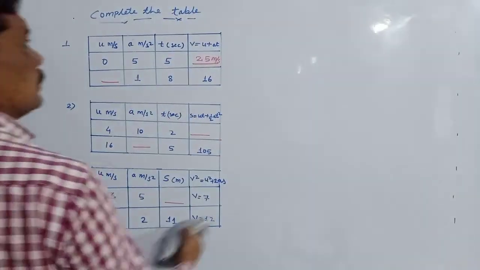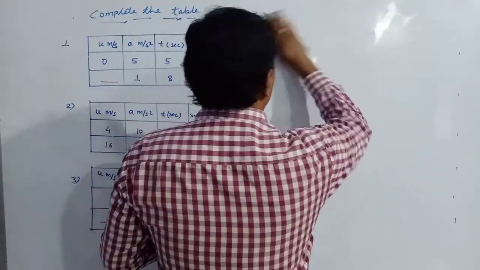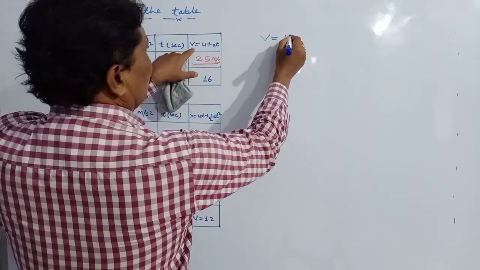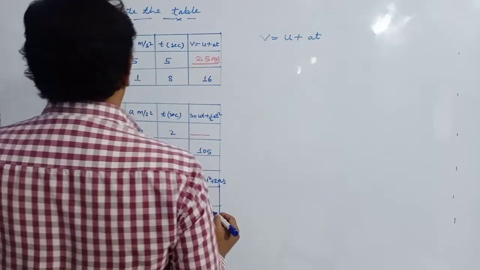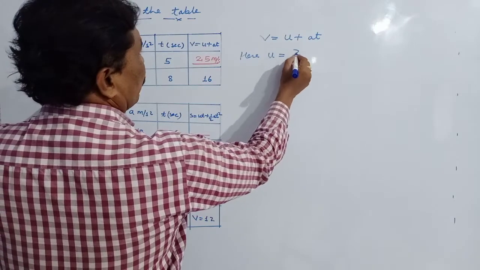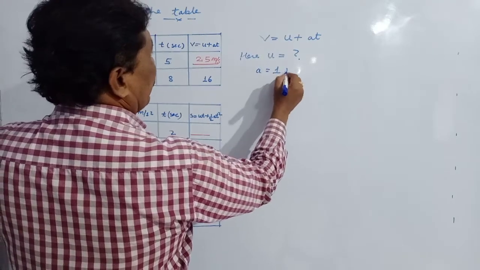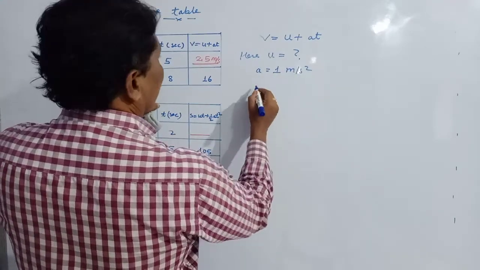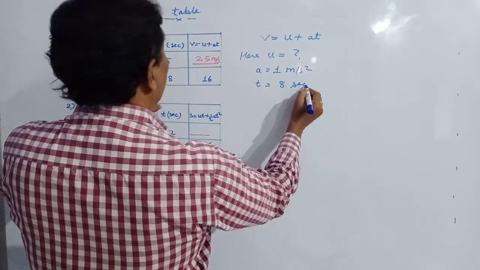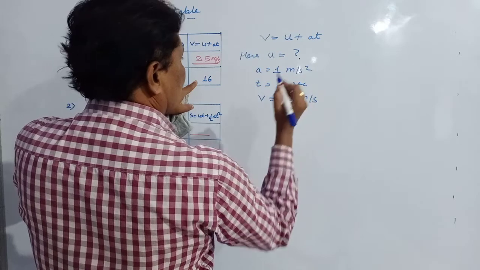Now we will consider the second equation and try to fill up the table which is given to us. Again, what is the equation we have got? We have got the equation V is equal to U plus AT. Here in the table U we have to find, that is initial velocity. A is 1 meter per second square. Time is equal to 8 second and final velocity is given 16 meter per second.